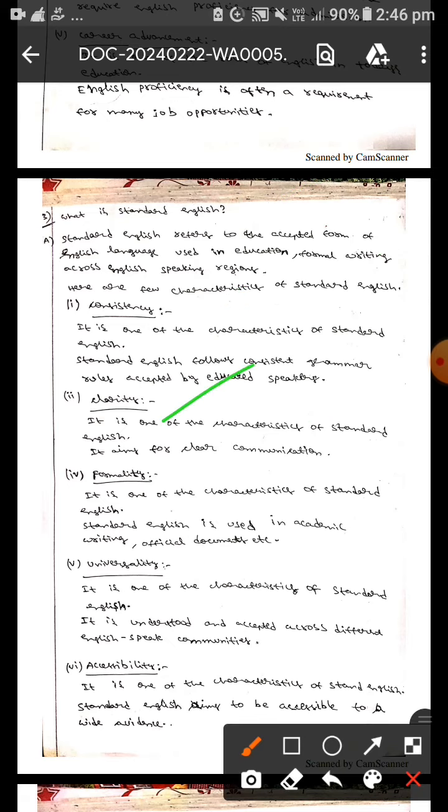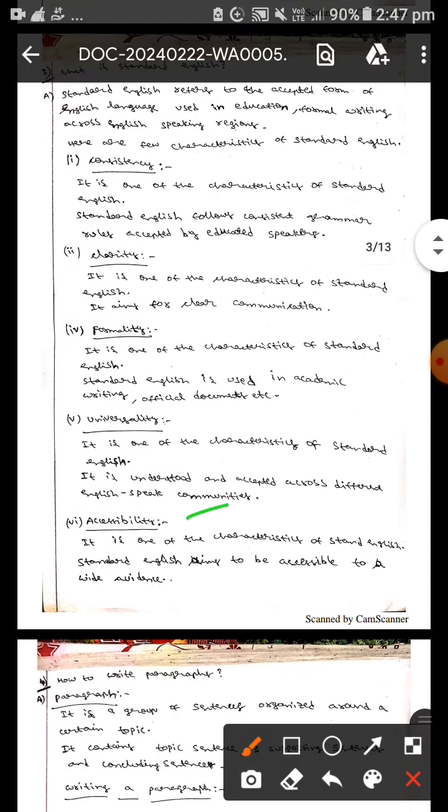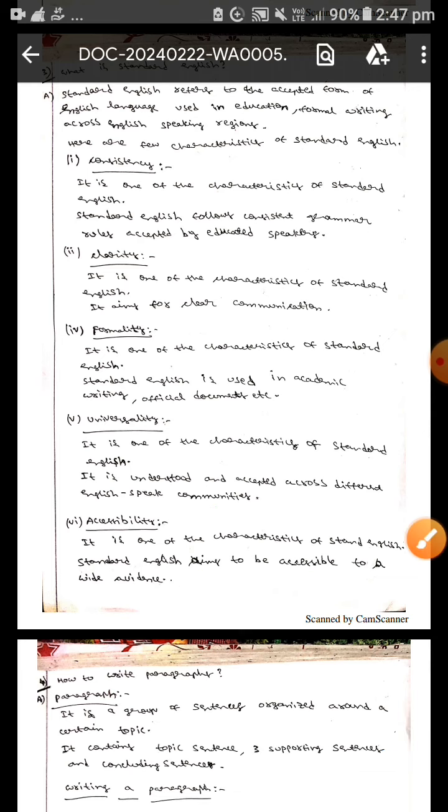The next one is clarity. It aims for clear communication. The next one is formality, which means standard English is used in academic writing, official documents, etc. The next one is universality, which means it is understood and accepted across different English-speaking communities. The next one is accessibility, which means standard English aims to be accessible to a wide audience. This is all about standard English.